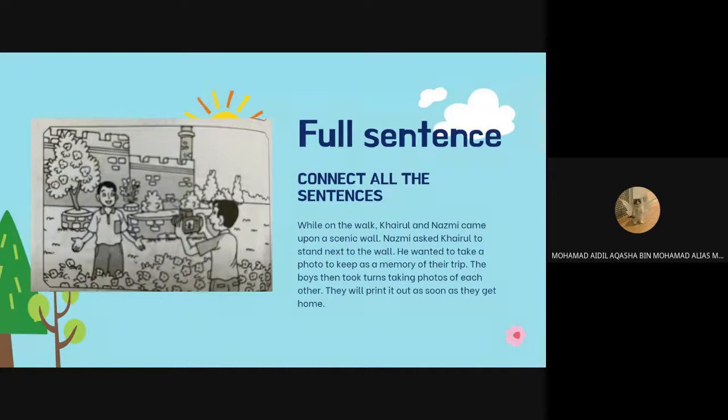While on the walk, Khairul and Nazmi came upon a scenic wall. Nazmi asked Khairul to stand next to the wall. He wanted to take a photo to keep as a memory of their trip. The boys then took turns taking photo of each other. They will print it out as soon as they get home.